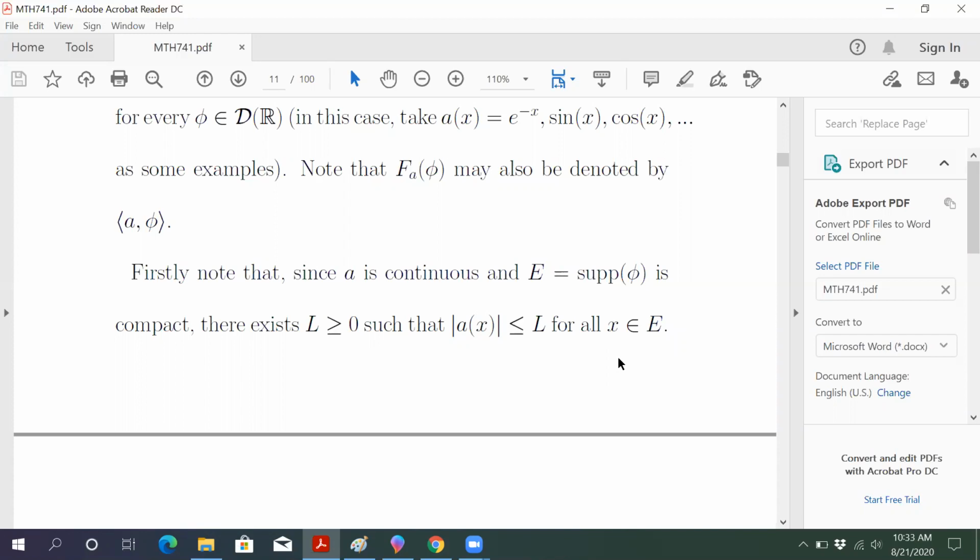So we are going to show that F_A that we define is a continuous linear functional. But before that, we have to show that F_A is well defined, starting with this. A is continuous and E, as the support of phi, is a compact set. So there is a positive number such that we have this. Why is it true? E, the support of phi, as a subset of R^n. Why is it true? If you have any idea, feel free to speak out.